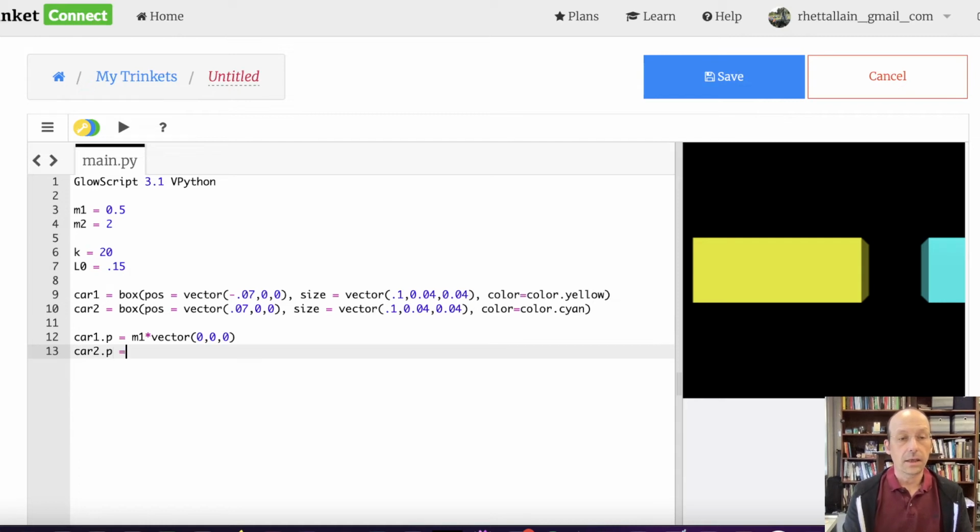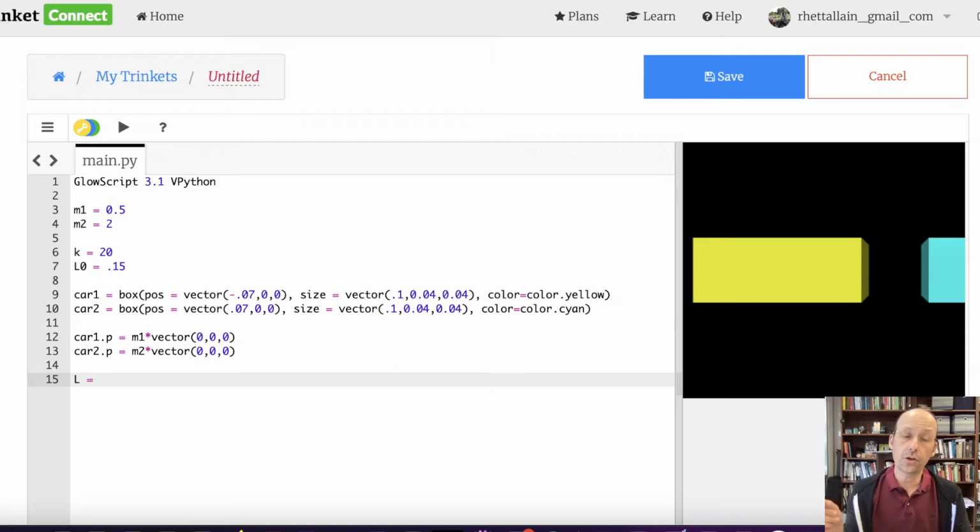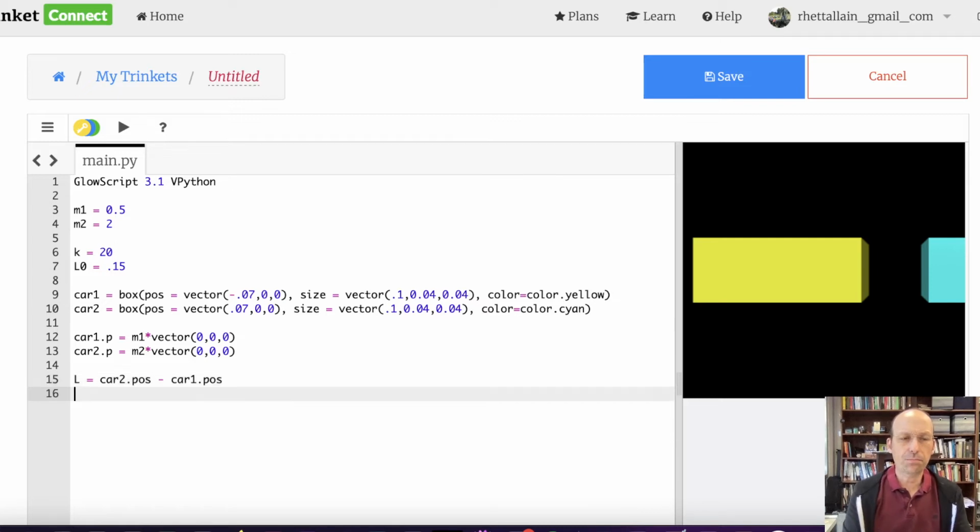Car2.p equals m2 times vector 0, 0, 0. L is going to be car2.pos minus car1.pos. So that's the distance between them. And let's print that, just to make sure it is reasonable. So it's 14. I got it right. Okay. So it's compressed 1 centimeter, which seems like a little, but we can change that later.